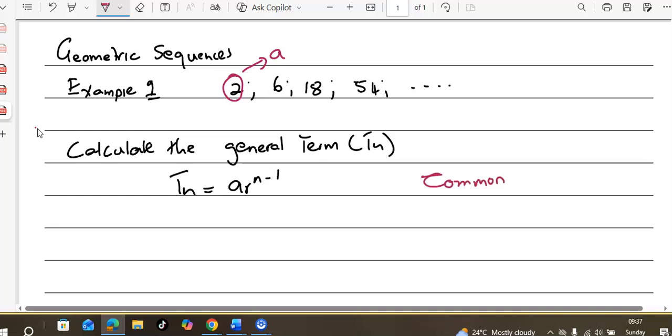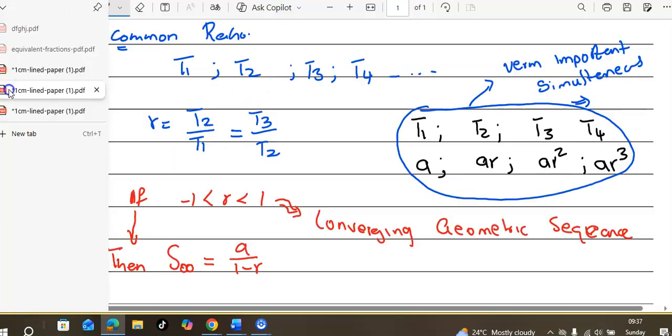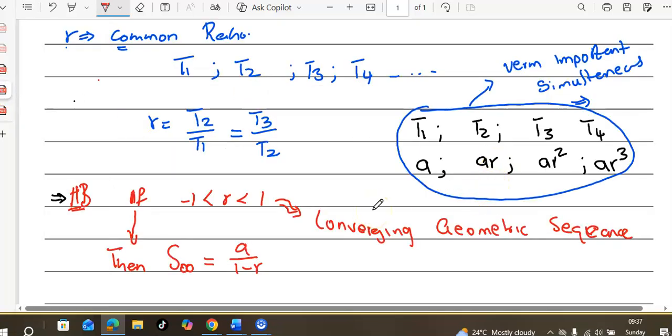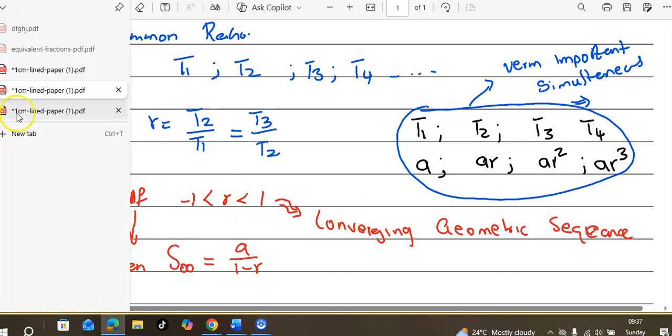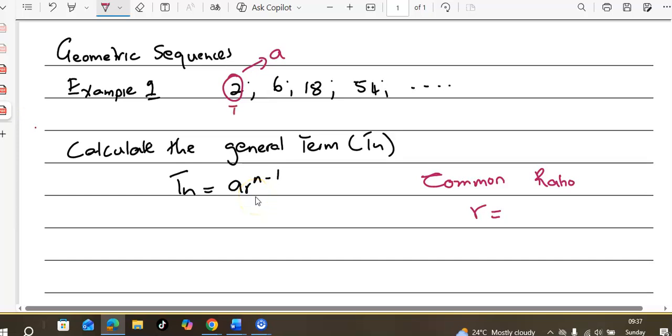to find the common ratio, what do we say R is equal to? Do you still remember what R equals? Let's go back to the notes. What is R equal to? T2 over T1. Exactly, T2 over T1. So you need to know which one is term number 1. This is term number 1. This is term number 2. This is term number 3. This is term number 4.